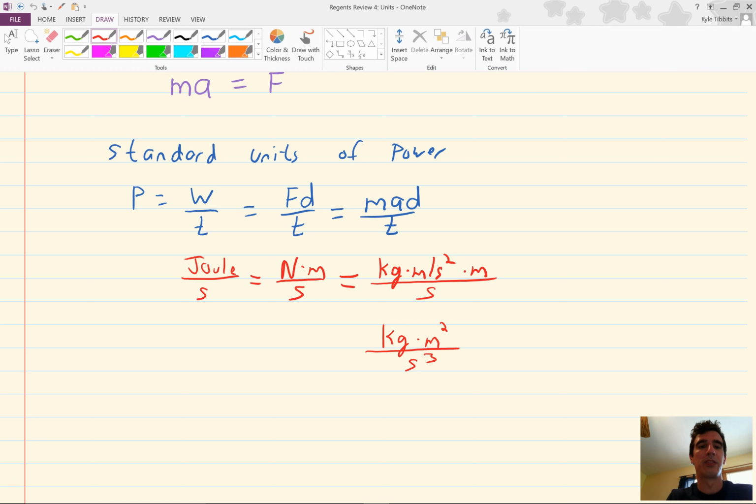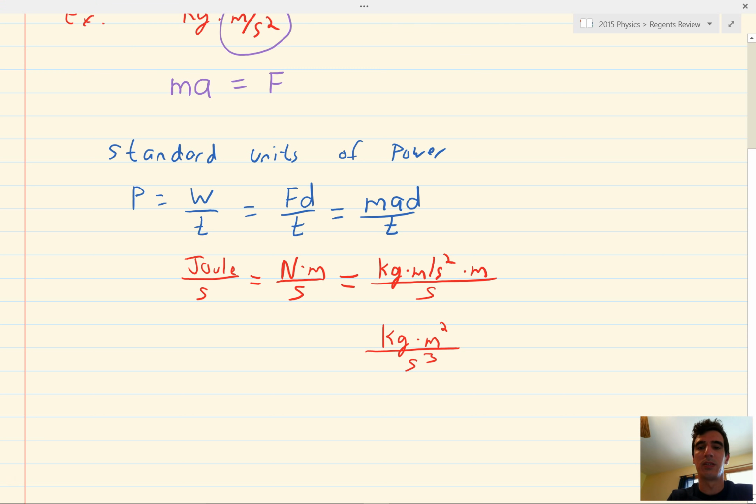And we also know that distance over time is velocity, so power is also equal to force times velocity. So if we look at these units, the units of force are newtons and velocity is meters per second. So we get the same thing as the first one, newtons times meters per second.